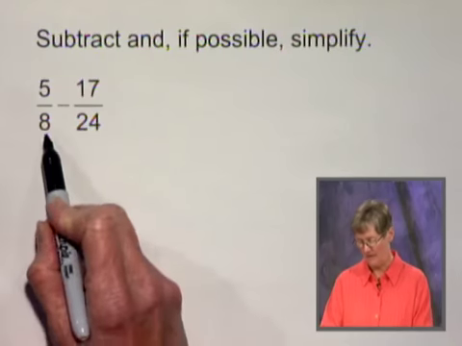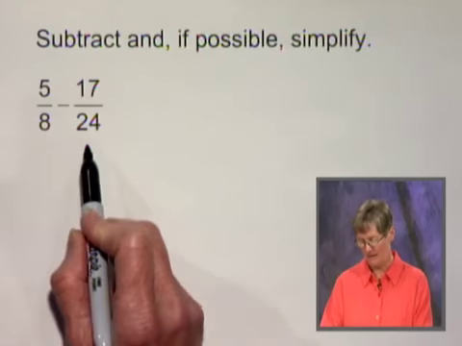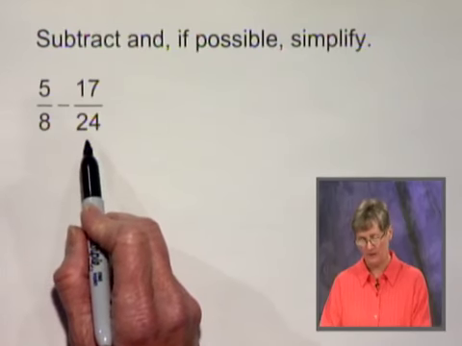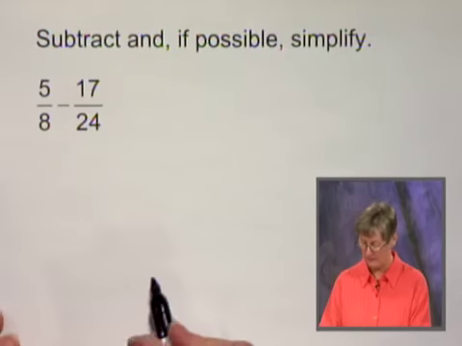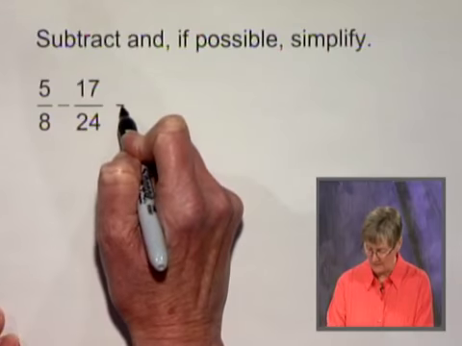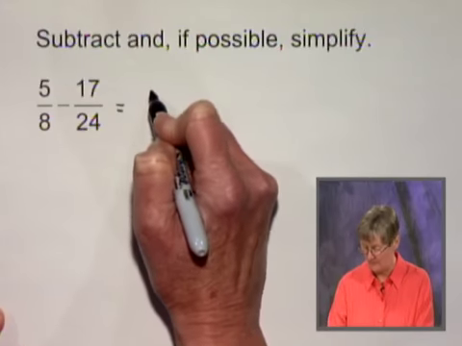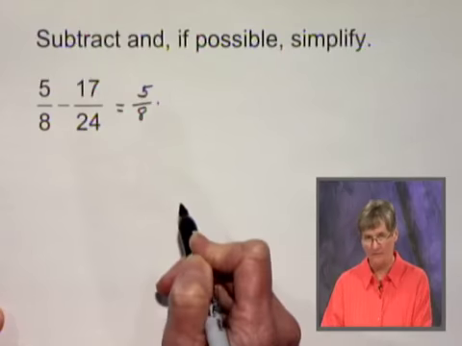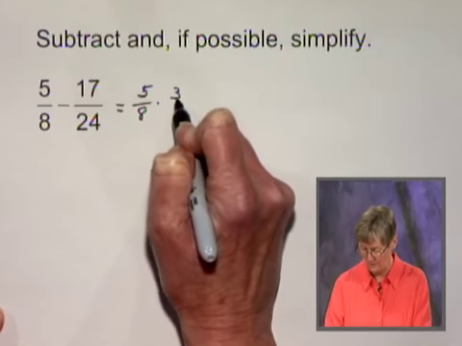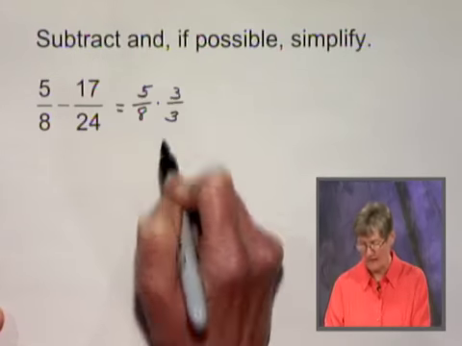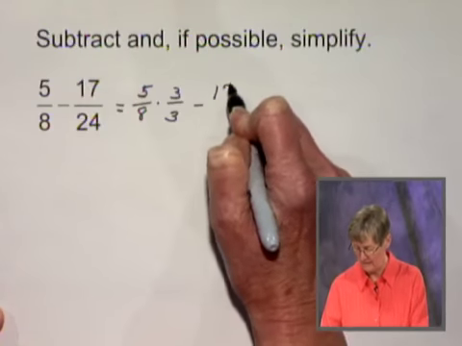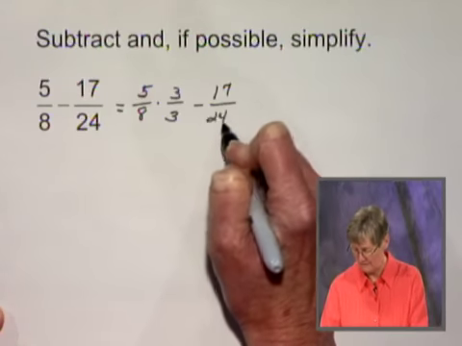And we see that 8 is a factor of 24, so that tells us that 24 is the least common multiple of these two numbers, and therefore it will be the least common denominator. So let's begin by writing 5/8 with a denominator of 24. We're going to multiply 5/8 by 1 in the form of 3/3 so that its denominator becomes 24. And then the second fraction already has the least common denominator.